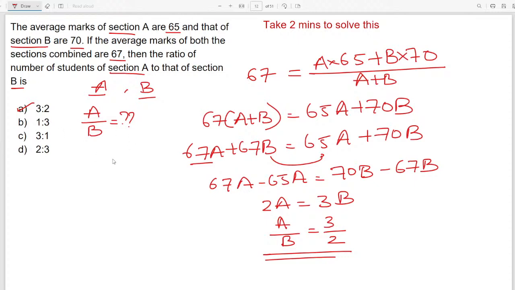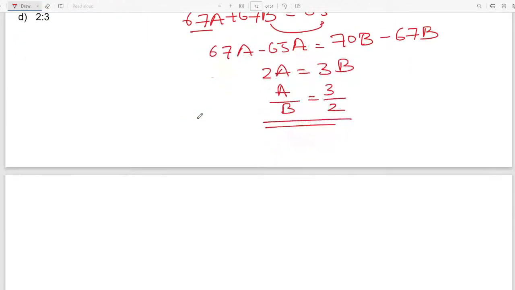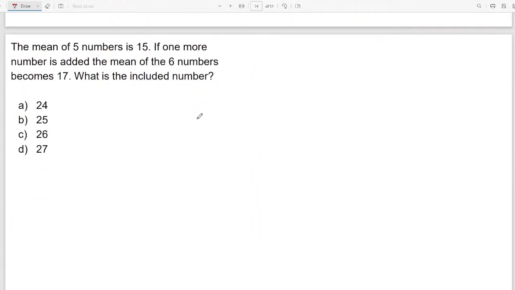I hope this is clear. If you have any questions, you can post it in the group. I'll be happy to address your query. Okay. We'll move to the next question. Take 2 minutes to solve this.